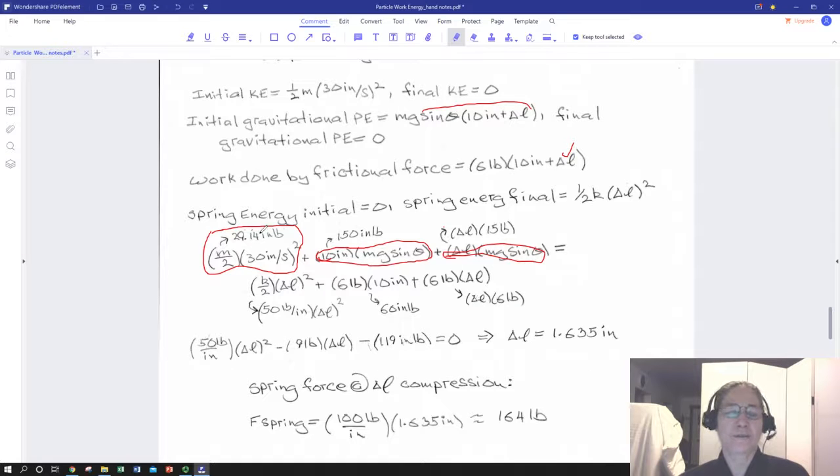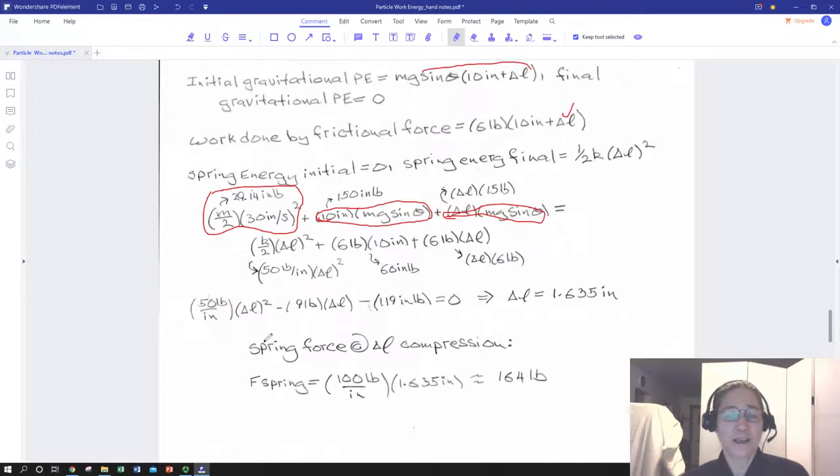So now we have terms that we have a number for, and terms that just have a delta L. One equation, one unknown. It ends up being a simple quadratic equation in delta L, which we can solve easily with the quadratic formula. So we get a delta L of 1.635 inches, the spring compressing. And so we can use our expression for spring force being equal to K times delta L, and we get 164 pounds.